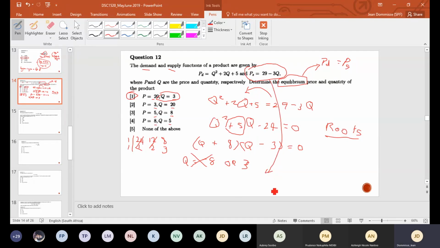So I will use that simpler formula. For me to work the p out, I'll use the simple formula. I don't want to use the quadratic. So 29 minus 3, and the q was 3. So it will be 29 minus 9, which will give me 20. So I just made sure that that is the correct answer.